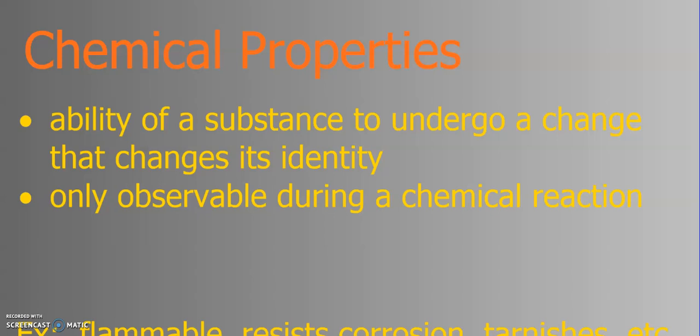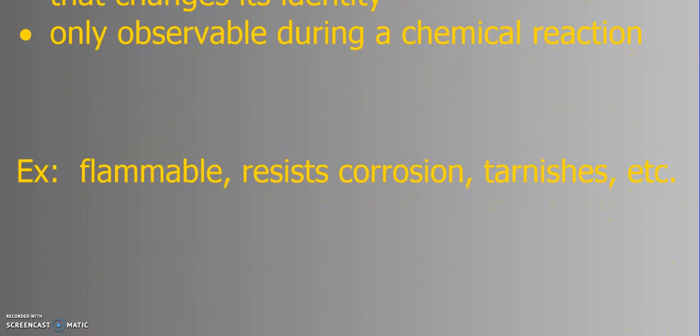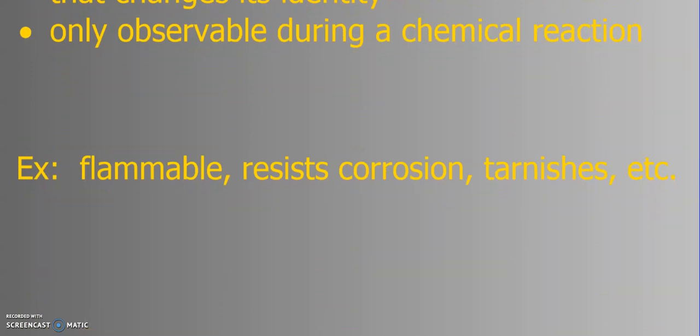So, for example, things that are flammable. Like if I have a jug of isopropyl alcohol, it'll have a big warning sign that'll say flammable. That's a chemical property of that. I would only know that if the label told me, or if I tried to light it on fire.